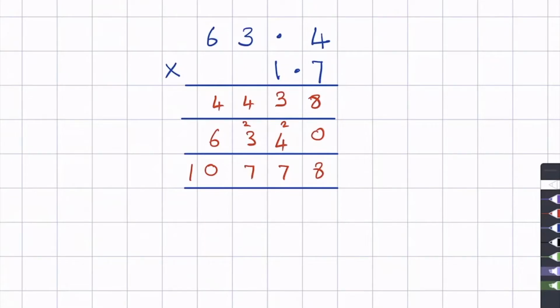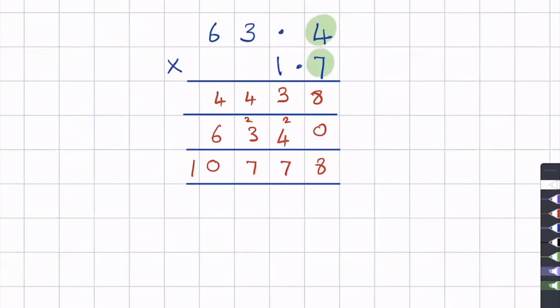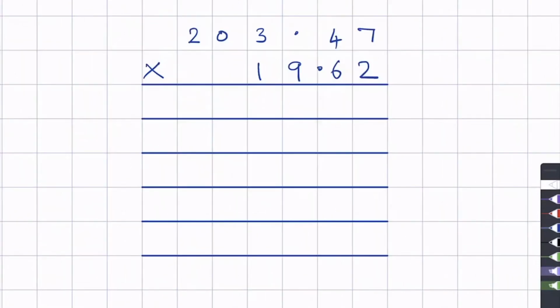I now have to look at how many digits there are after the decimal points on both lines. And I can see there's 1 there and 1 here. Because there are 2 numbers in total after the decimal points in the question, I have to go back by 2 numbers in my answer, and I place the decimal point there, so the answer is 107.78.